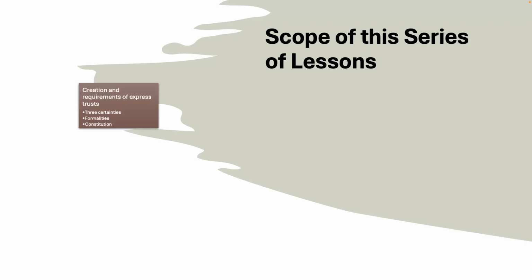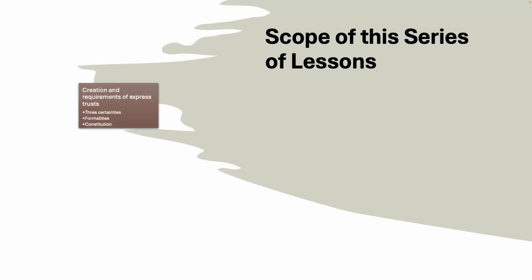We're going to be talking about the creation and the requirement of an express trust. We will, before this, in fact, spend some lessons talking about what the trust even is, talking about the nature of equity, the history of equity, the relationship between law and equity, and how trusts arise out of these basic principles of equity. But then once we've gone through those introductory lessons, we're going to talk about the creation of the express trust.